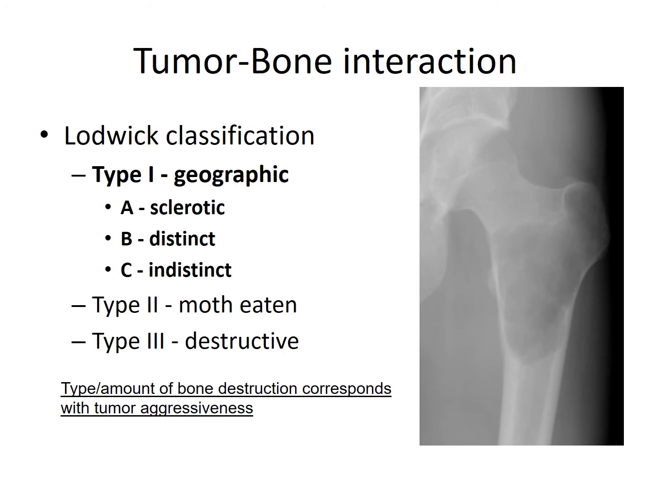So here's a geographic lesion. And you can see that if you take your finger and draw it around the lesion, it doesn't have that sclerotic rim to it, but it does have a distinct border to it. So this is a unicameral bone cyst.